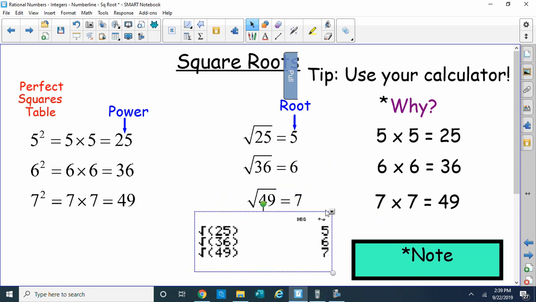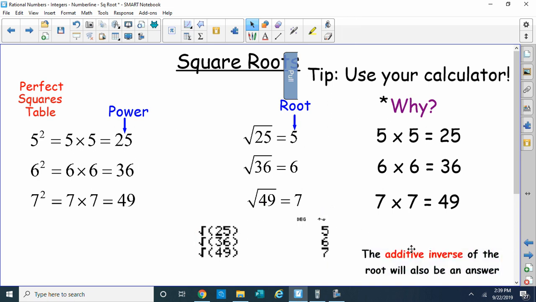So use your calculator. Here's a little note. The additive inverse of the root will also be an answer. Additive inverse means opposite. So the opposite of 5 would be negative 5. The opposite of 6 would be negative 6. Opposite of 7 would be negative 7.